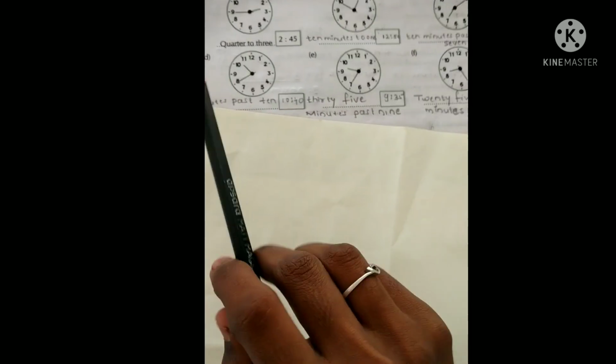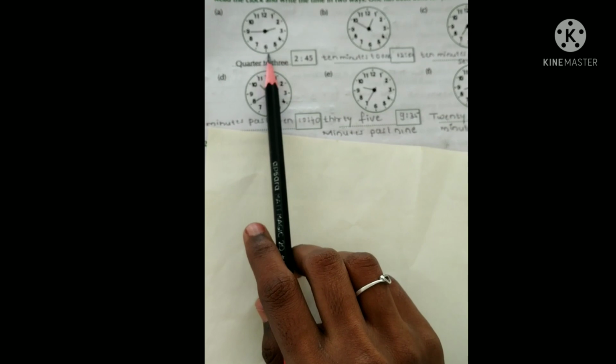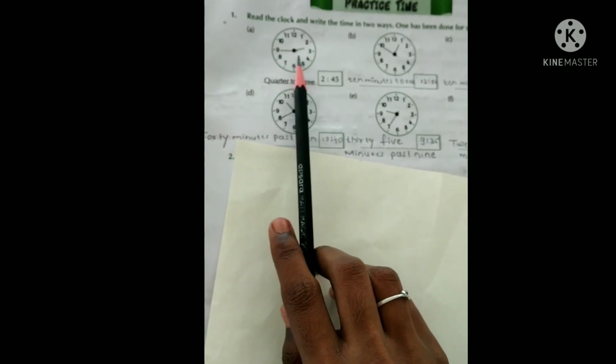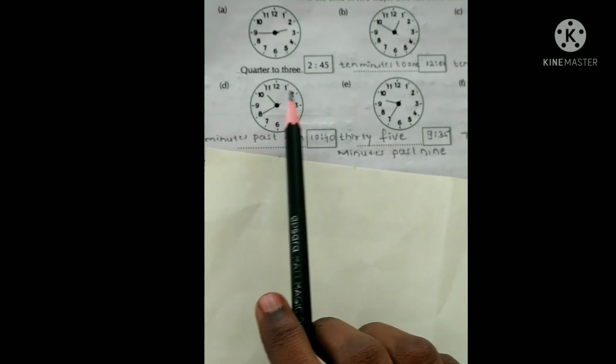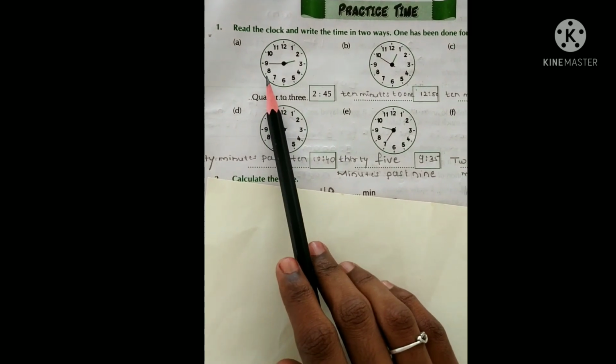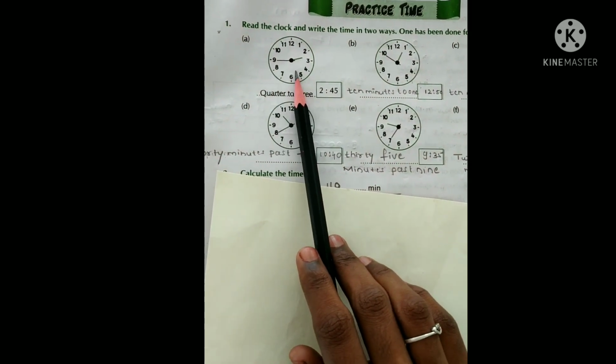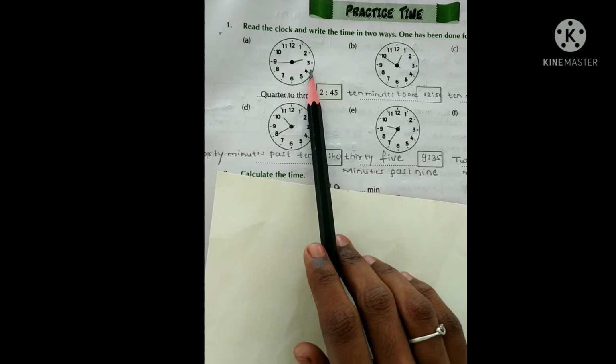We'll go to the next question. Read and check. Write the time in two ways. One has been done for you. Already they have solved one example. Now again, observe the clock here, children. Observe the minute hand and the hour hand. The minute hand is on number 9 and the hour hand is in between 2 and 3.